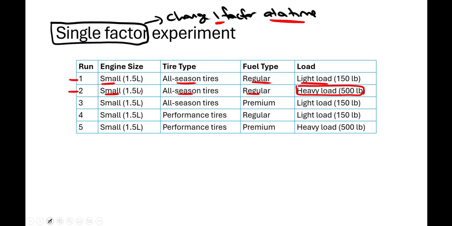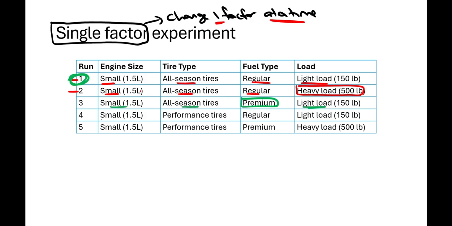If you move to the next run, you can see that we have the small, all-season tires, light load, which are the same as in run 1. Okay? We only change the premium. You see, three remain unchanged, but only one variable changes.